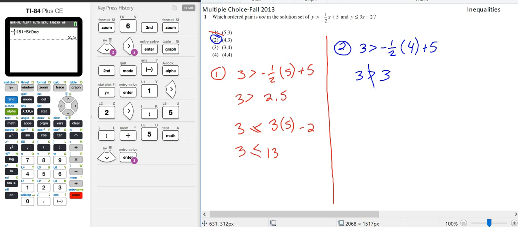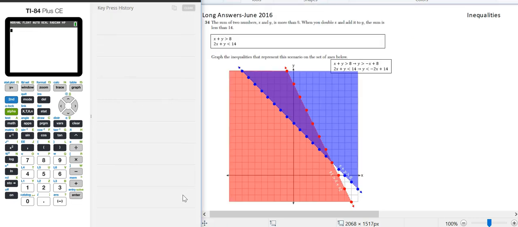Let's look at one last region question. This is question number 34 from the June 2016 Algebra 1 Regents. The sum of two numbers x and y is more than 8. When you double x and add it to y, the sum is less than 14. Graph the inequalities that represent the scenario on the set of axes below.